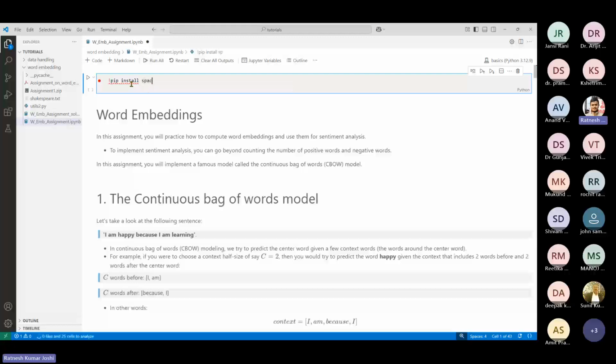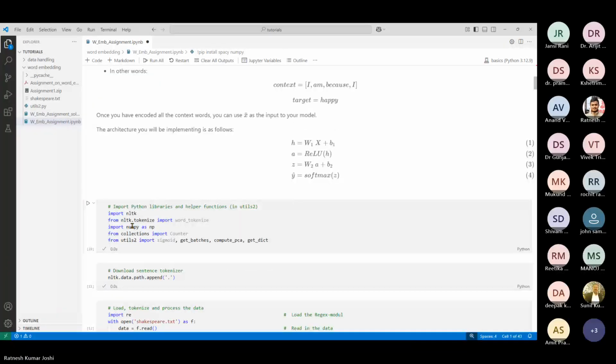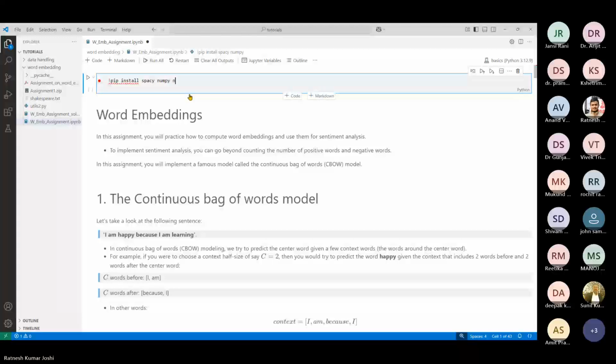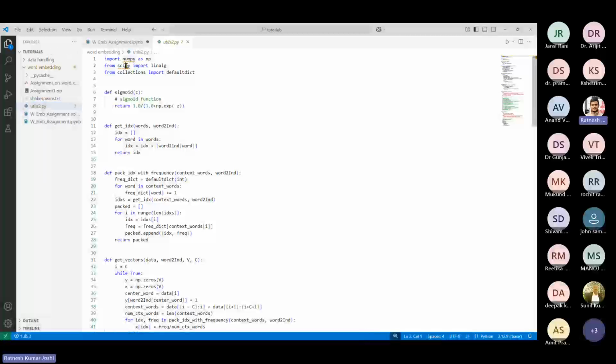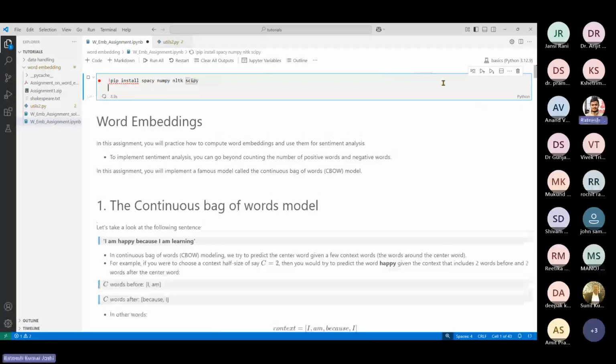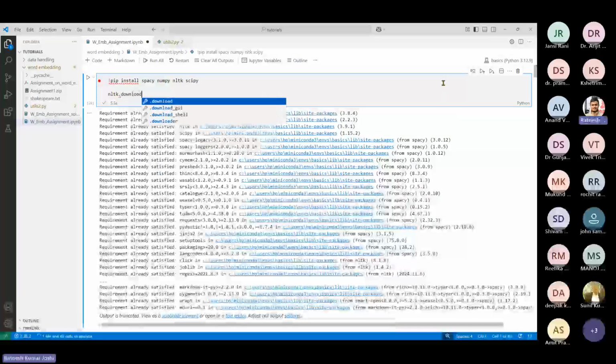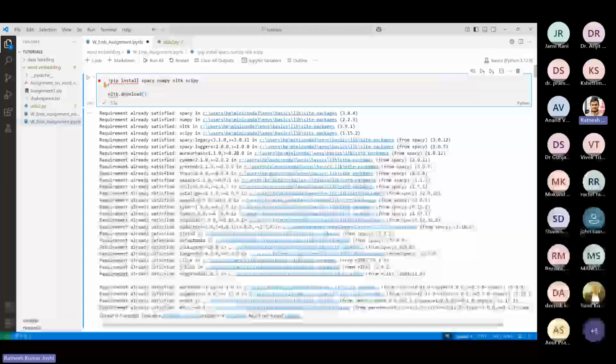You will require spaCy. Other than spaCy, you will require NumPy. Other than NumPy, you require NLTK. And let's check the utils file. So all of these things you are required to install, and after that you will run nltk.download, and this should take care of all the installations that are required.